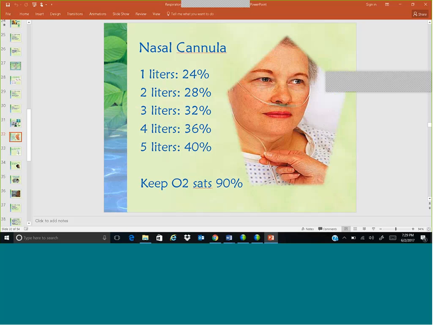We're going to talk here about different oxygen levels and how much they actually get from different devices. Say a nasal cannula versus a Venturi mask versus a simple face mask versus a non-rebreather mask. And there are some slides listed for you here.